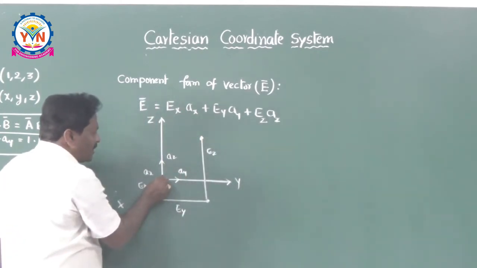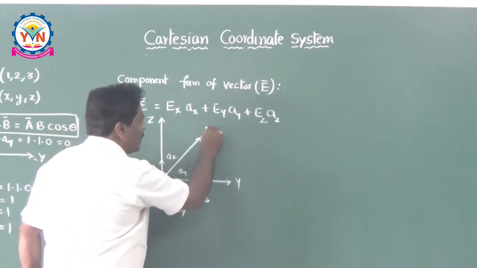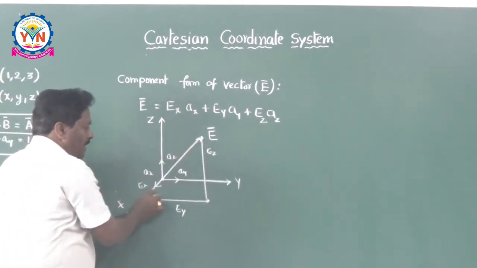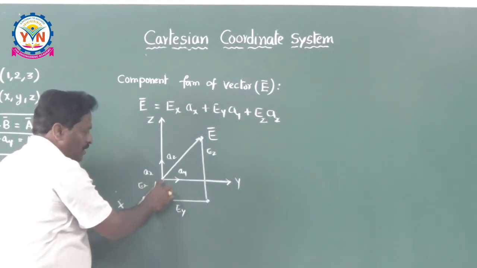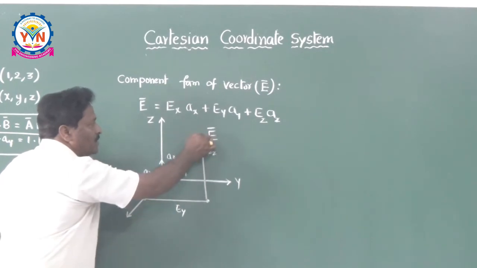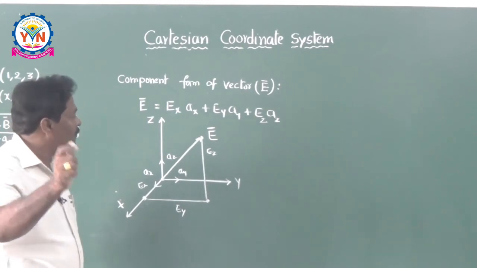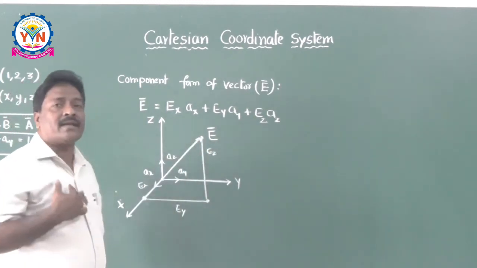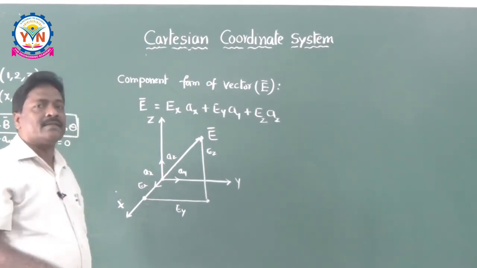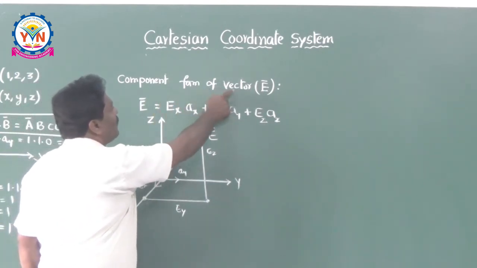Now, this is nothing but the electric field intensity, E bar. Very clear, you see. Electric field intensity E bar is Ex into Ax, the x contribution, Ey into Ay, the y contribution, Ez into Az, the z contribution. This is the way of representing the component form of a vector. Here I have taken the vector electric field intensity. You can go with your magnetic field intensity H bar also. So, this is the way of writing the component form of a vector.